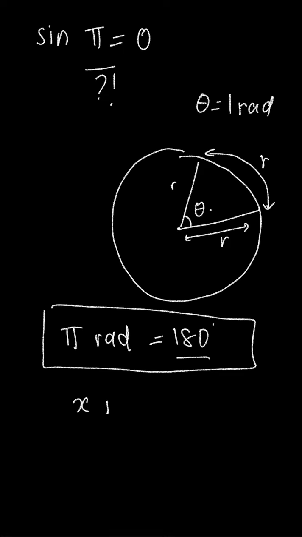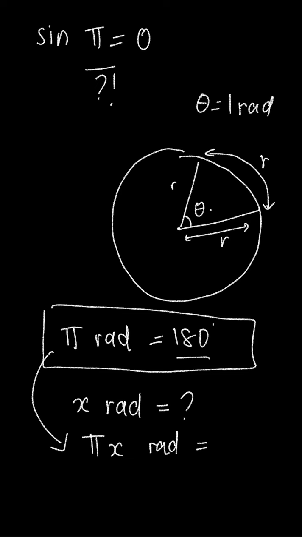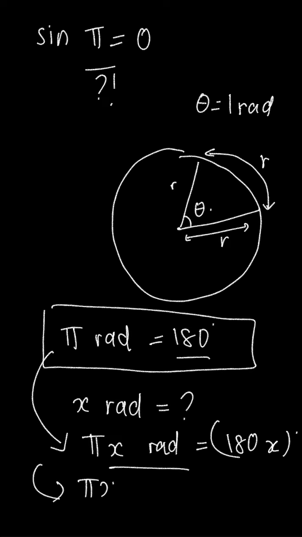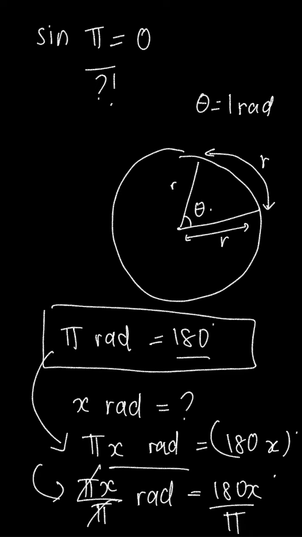Suppose you have x radians and you want to find out how many degrees this is. So we can start with this formula, right? And let's multiply both sides by x. Pi x radians is equal to 180x degrees. And we want to find x radians, so we divide both sides by pi. Right, pi and pi get cancelled. So we get x radians is equal to 180 by pi into x degrees. Right, so you just put your number of radians x over here and you multiply it by 180 by pi and you get your answer.